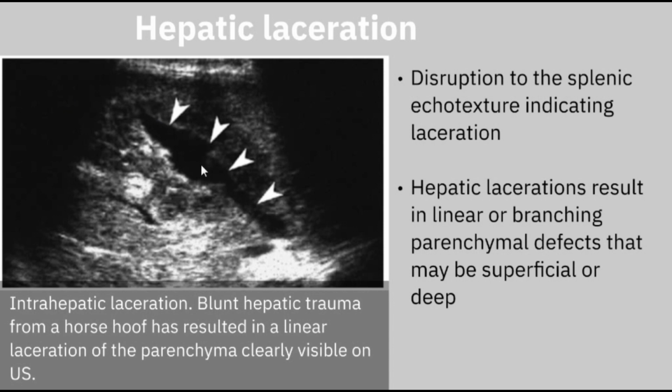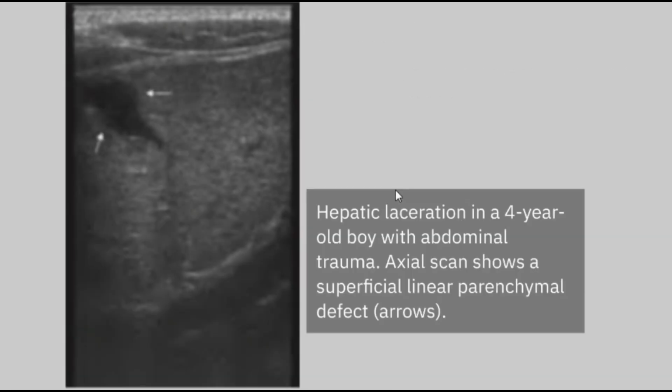These are hepatic lacerations. We can see the area of anechoic or hypoechoic, and the disruption of the echotexture of the liver. We can regard this as a linear shape. This shows that there is a laceration, and it's a parenchymal defect. Again, it's a parenchymal defect. This indicates that there is a liver laceration.